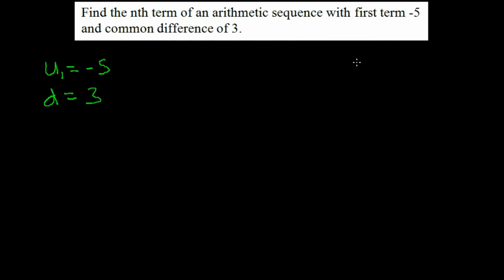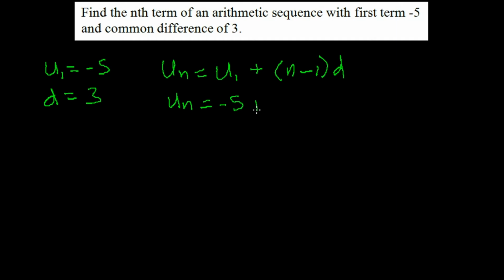In the formula, the explicit form for an arithmetic sequence is u sub n is equal to u sub 1 plus n minus 1 times d. So in this case, u sub n, and this is what we're writing, find the nth term. Well, this is u sub n, the nth term, is the first term, negative 5, plus n minus 1 times 3.